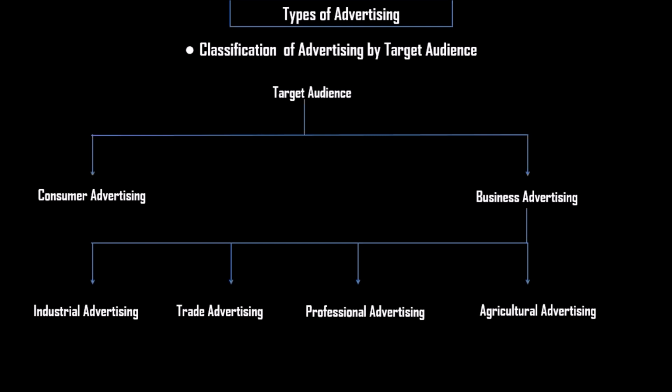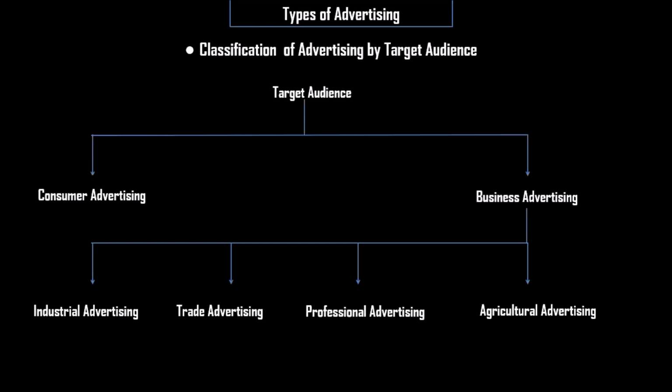Classification of advertising by target audience. Based on target audience, advertising is classified into two categories: consumer advertising and business advertising. Consumer advertising is aimed at those individuals or consumers who buy products and services for personal use or for household purposes. Much of consumer advertising appears on media like television and in print.